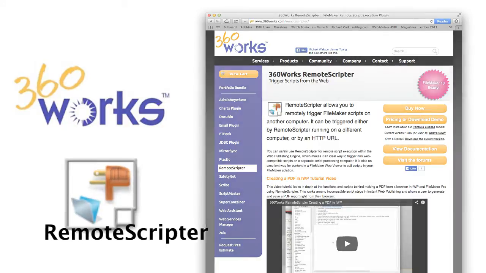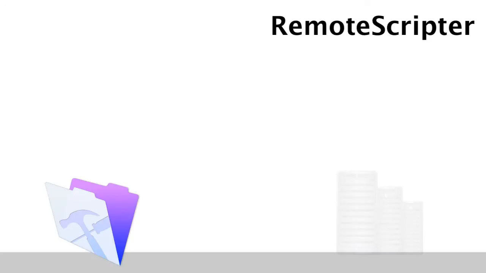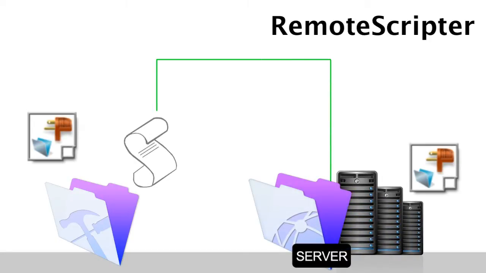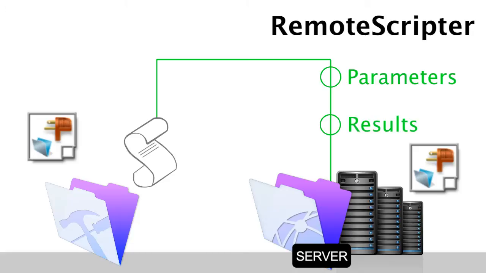So RemoteScripter is a way to have one copy of FileMaker, either FileMaker Pro or FileMaker Server, trigger a script on some other FileMaker, again, either FileMaker Pro or FileMaker Server. It can pass parameters, it can receive results, so it's a really neat way of having a networked communication thing of calling scripts on other machines.